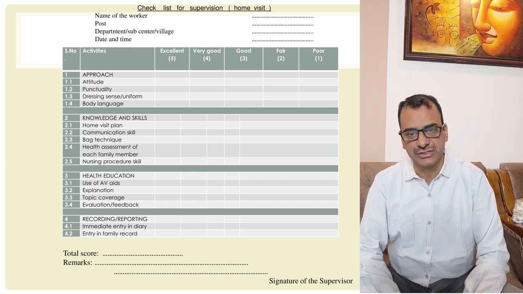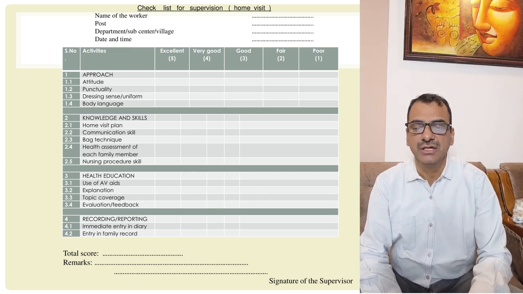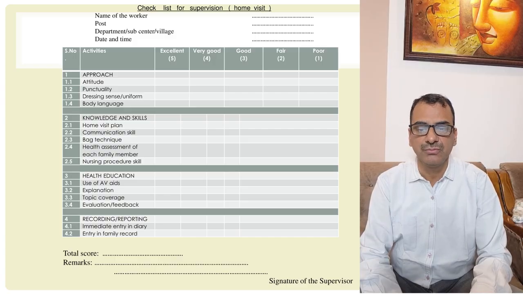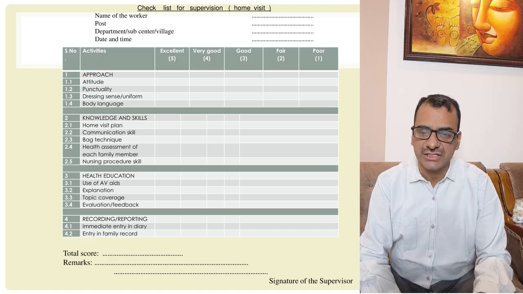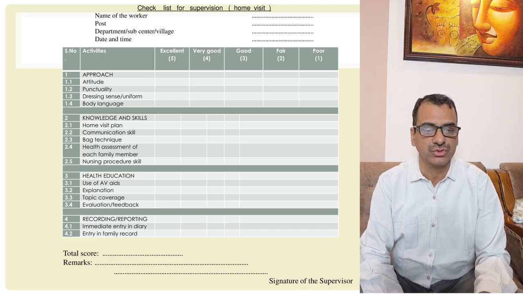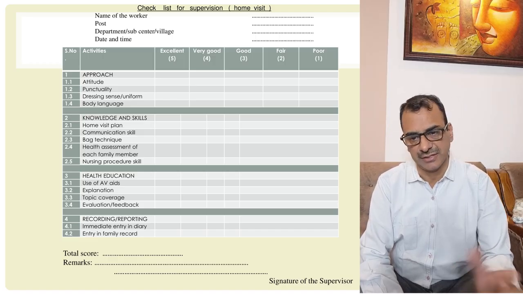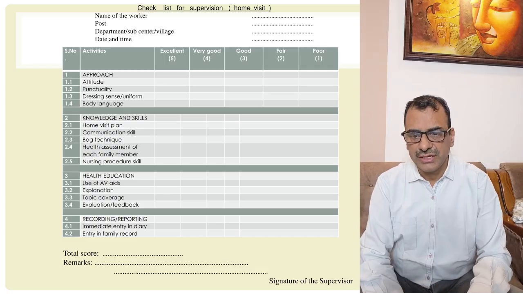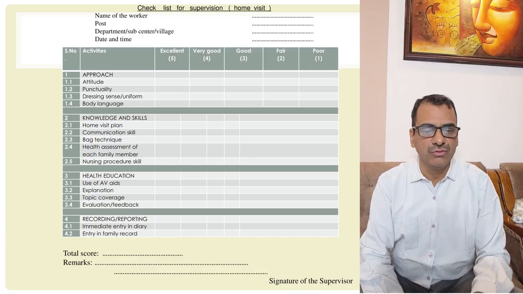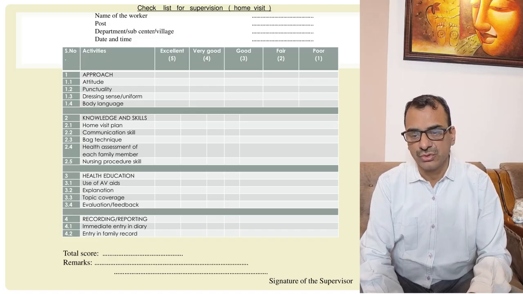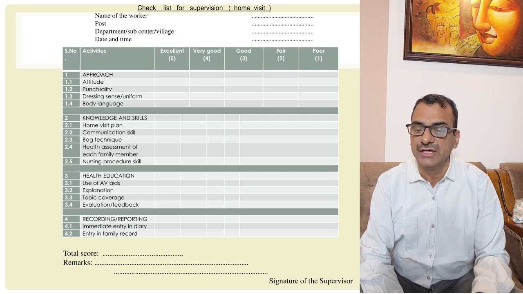So what points we can write here, for example, name of the worker, then post ANM, or ANM can supervise ASHA, that can be done, then department or sub-center, and date and time. Now here there are 5 points: excellent, very good, good, fair, and poor, and here we tick. Under approach, there is attitude. If it is excellent, then we tick here. If it is good, we tick here, and if it is poor, then we tick here.